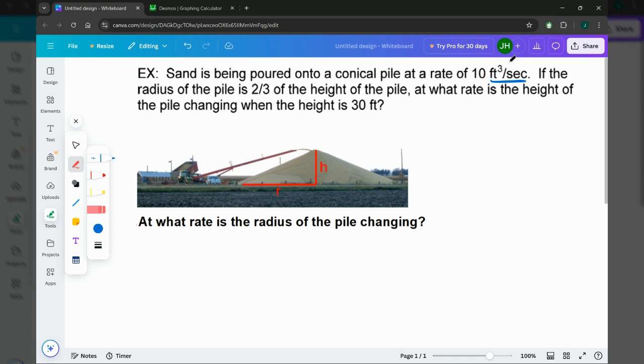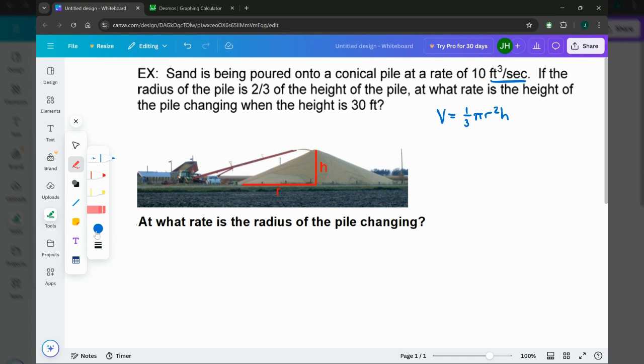Now, ladies and gentlemen, cubic feet, that's a volume, so I need the volume of a cone. The volume of a cone is 1/3 pi r squared h. And here's why I like this problem. Number one, this has two variables. Number two, and when I say two variables other than V, two variables on the same side of the equation, this is a product rule.